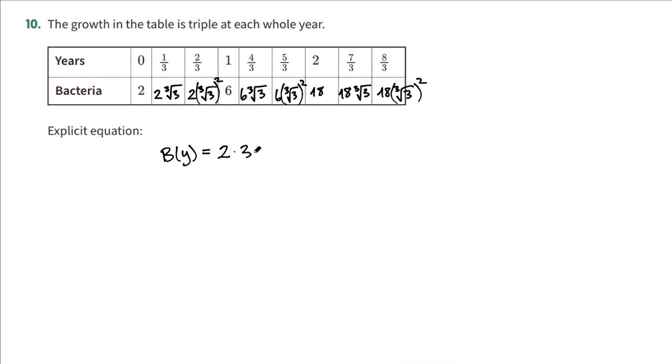Now, our explicit equation here is our bacteria as a function of the year y is our starting value 2, and then times the 3 raised to the y. And then that shows us that 3 to the 1/3 is the cube root of 3. And we could have written it in that way, but I left it there using those roots.